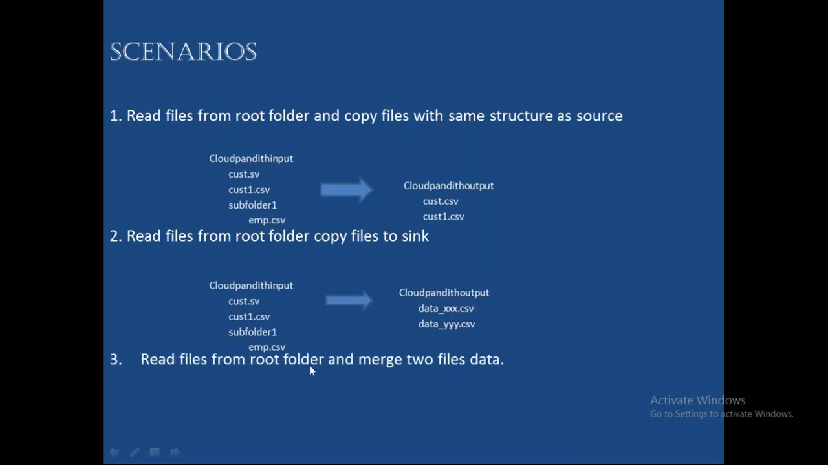Next. Read files from root folder and merge two files' data. Example, now you see cust.csv, cust1.csv, and in the subfolder emp.csv. Now I have these three, out of which I want to take only the root folder files and merge them, meaning I want to take cust2.csv and cust1.csv. These two files I want to merge and create a single file, data underscore xx.csv, something like this. I want to create a single file by merging cust.csv and cust1.csv, but I don't want to include emp.csv, which is in the subfolder. Okay, these are the 6 scenarios I will explain now.